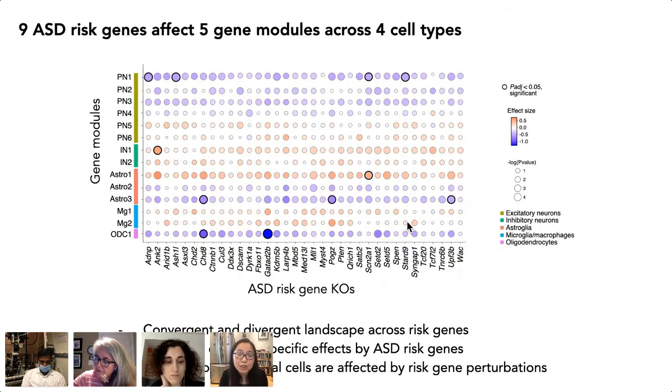For example, perturbation of the gene called ADNP very specifically affects the projection neuron 1 module in the excitatory neurons, but some of them hit multiple modules in multiple cell types. So this is really the power of single cell analysis, allowing us to capture phenotypes that could have been masked in the bulk analysis.